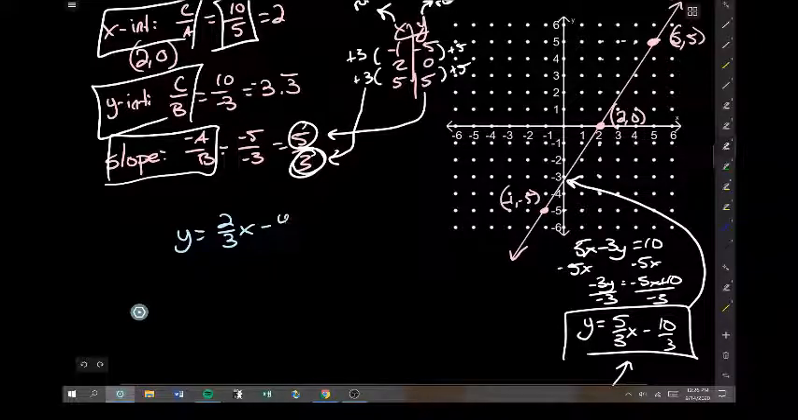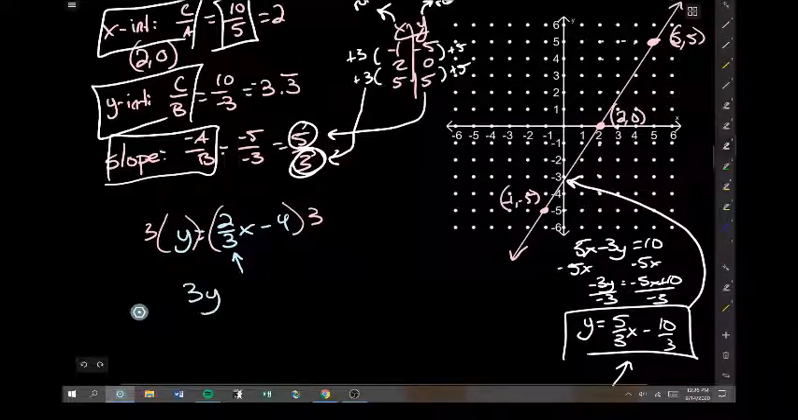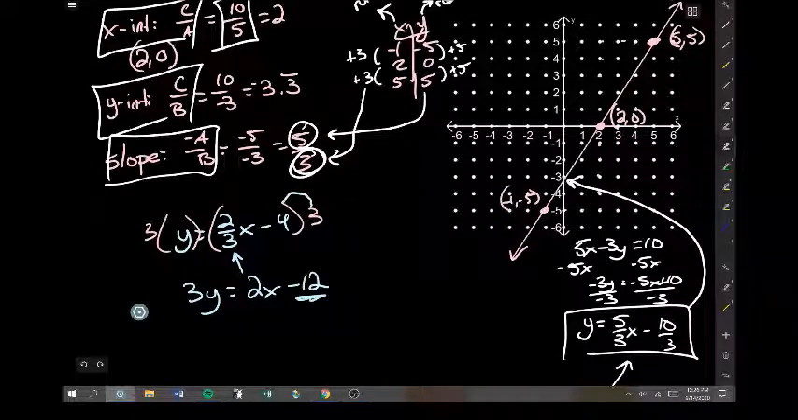The first thing I would do is get rid of this fraction. The best way to get rid of that fraction is to multiply everything by 3. And I mean everything gets multiplied by 3. That's going to become 3y equals 2x minus 12. This 3 distributes. 3 times negative 4 is negative 12. 3 times 2 thirds is just 2.